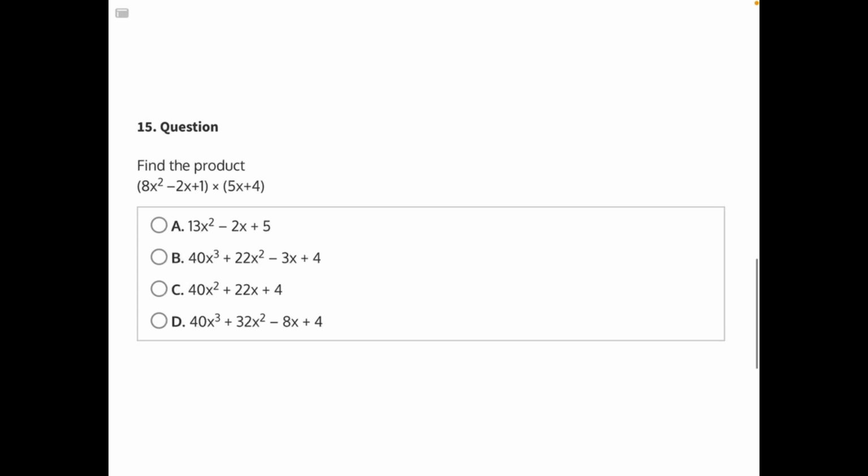Find the product, 8x squared minus 2x plus 1 times 5x plus 4. When you're multiplying binomials and polynomials together, there are two different ways you can go about it.